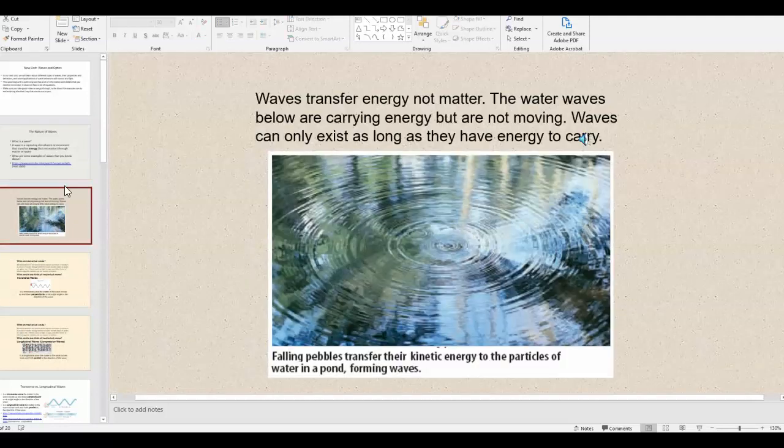All right, so moving on. Waves transfer energy, not matter. I already talked about that. This is an example of a water wave formed by a pebble being tossed into a pond or something. You can see the ripple pattern go outward from where the rock was tossed in.